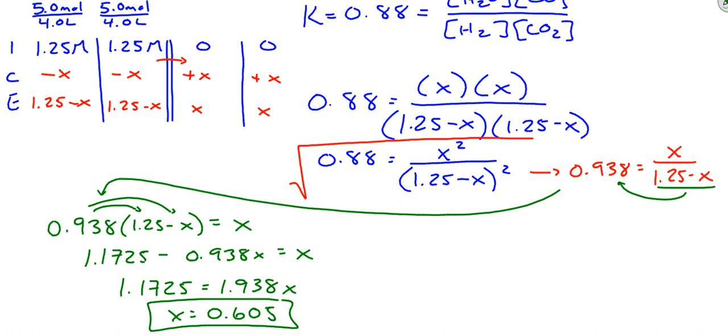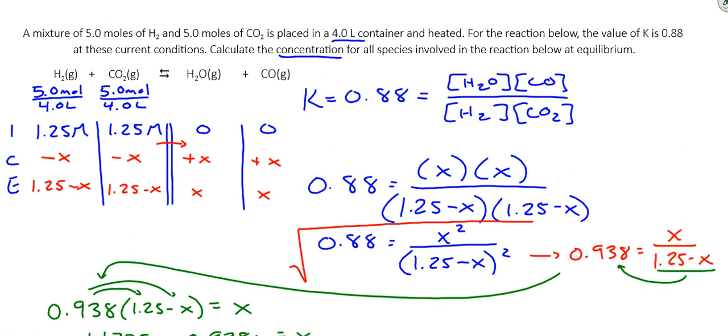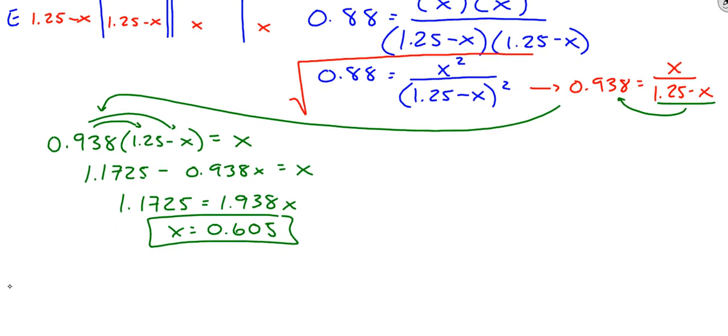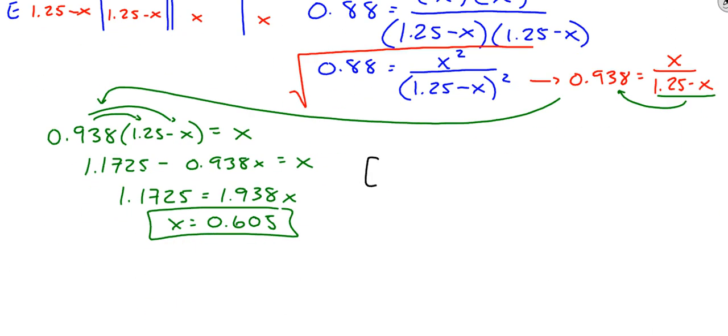Okay, now we need to make sure that we revisit the question. The question is, calculate the concentration for all the species. These are the relationships right here. So at equilibrium, the products are x, and the reactants are 1.25 minus x. So understand that two of these equal the same, and the other two equal the same values. So I'm going to write it as so.